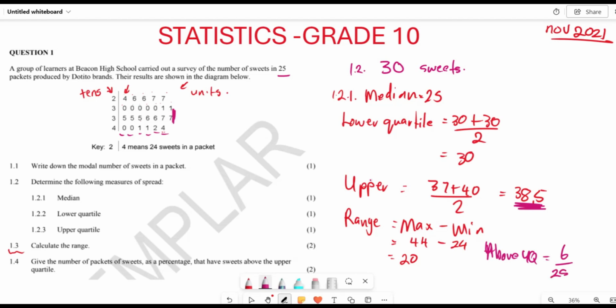So above your upper quartile, it's 6 of the packets out of 25, multiplied by 100. The answer is 24 percent, if I'm not mistaken, right? So that's how we go about these types of questions. Hopefully you can now understand all these questions. Thank you very much.